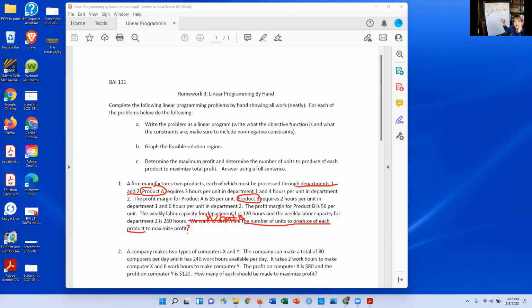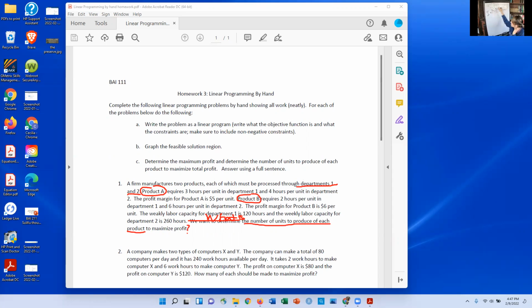Okay, so I'm going to say department 1 is the first one we're talking about. And it said product A requires 3 hours in department 1. So X is the number of units of product A, so I'm going to say 3 hours for every unit of X of product A. Then I keep reading and it says 4 hours per unit in department 2. So we're still talking about X, which is product A.